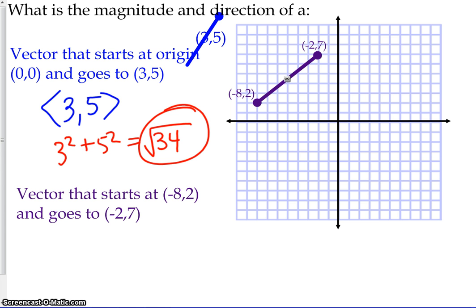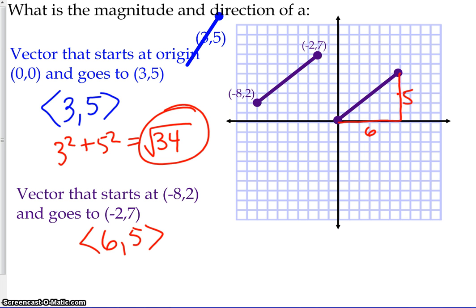Well, it was really slick when this one was at 0, 0. So what happens if I just move it so that instead of starting at negative 8, 2, it starts at 0, 0? Then I'm over 1, 2, 3, 4, 5, 6, and I'm up 1, 2, 3, 4, 5. So I have 6, 5. I'm at the point 6, 5. That's the direction that vector is going in.